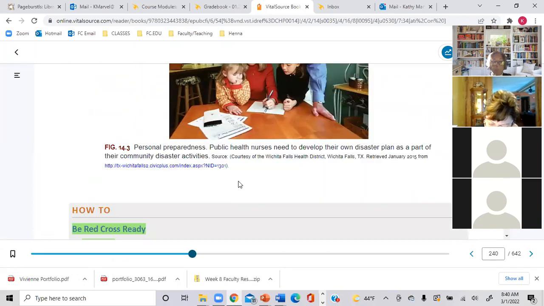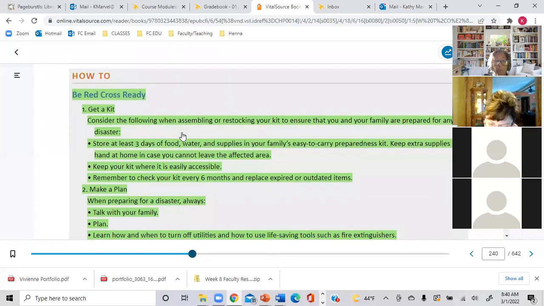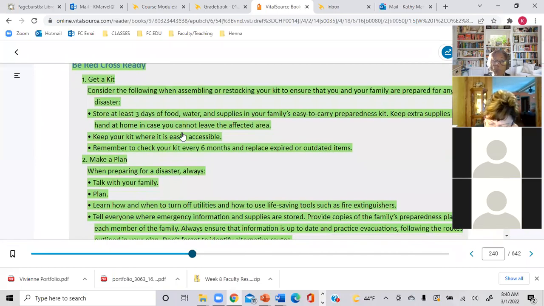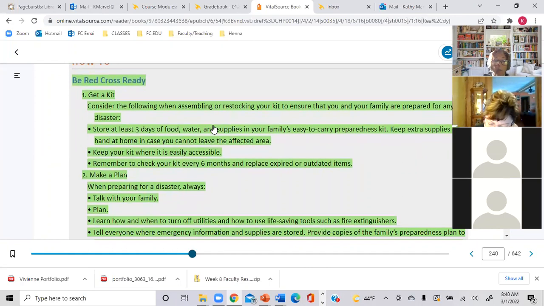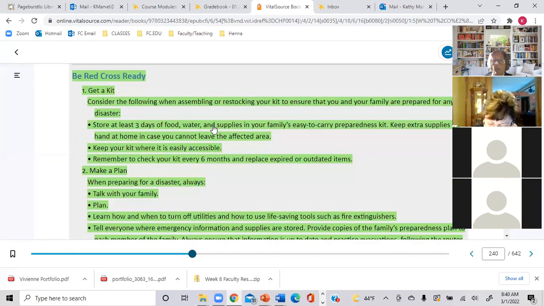Prevention, preparedness, this is important, okay, because as nurses we teach how to be Red Cross ready. How do you prepare a family for disaster management? How do you do primary prevention with a family way ahead of time? Okay. This box, I need for you to know this box, to be able to understand preparedness.